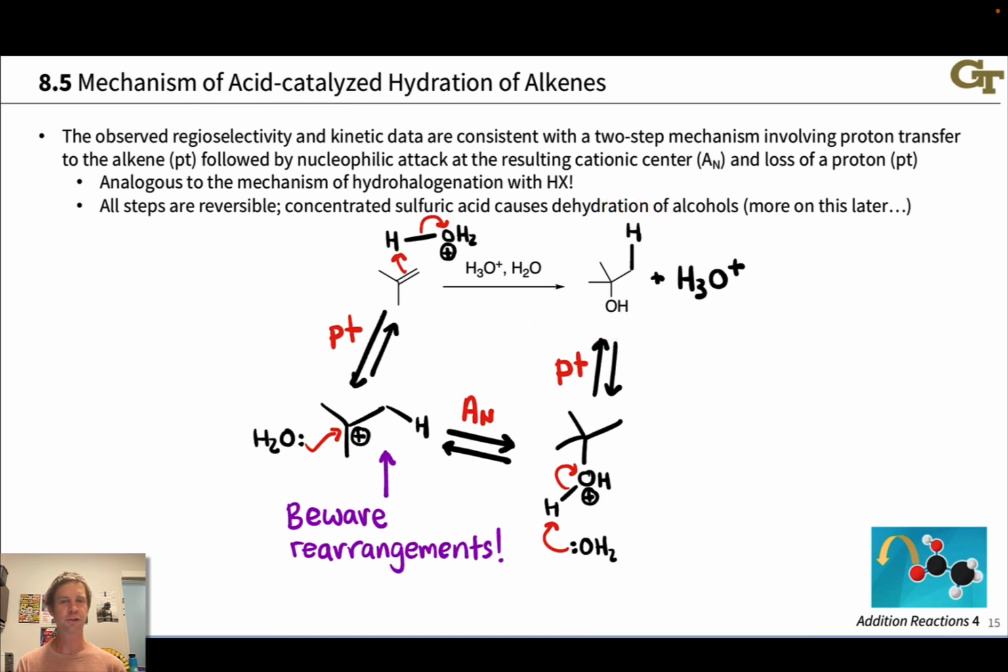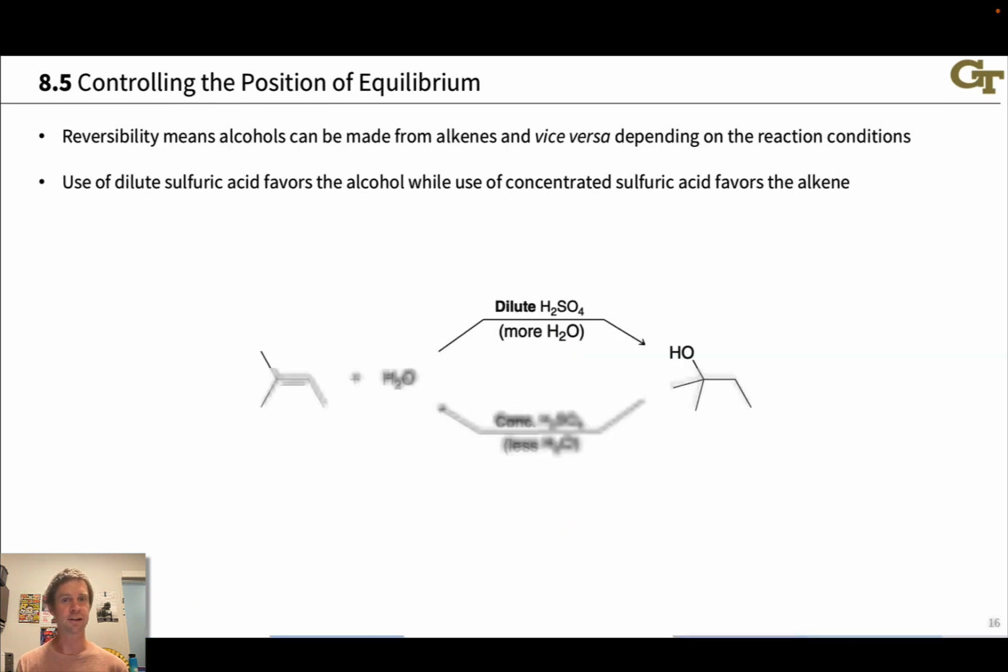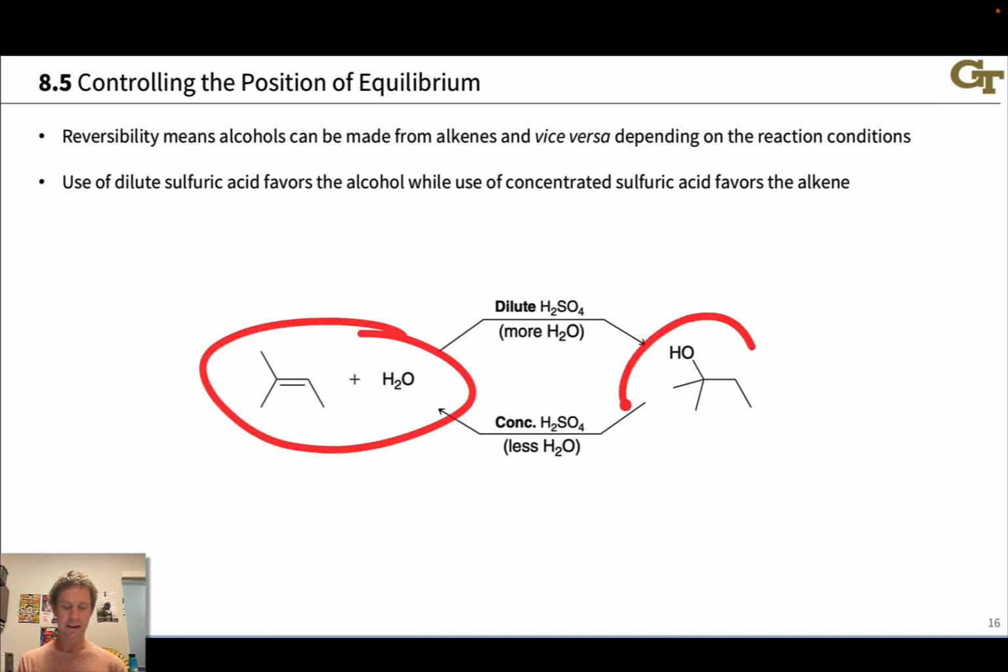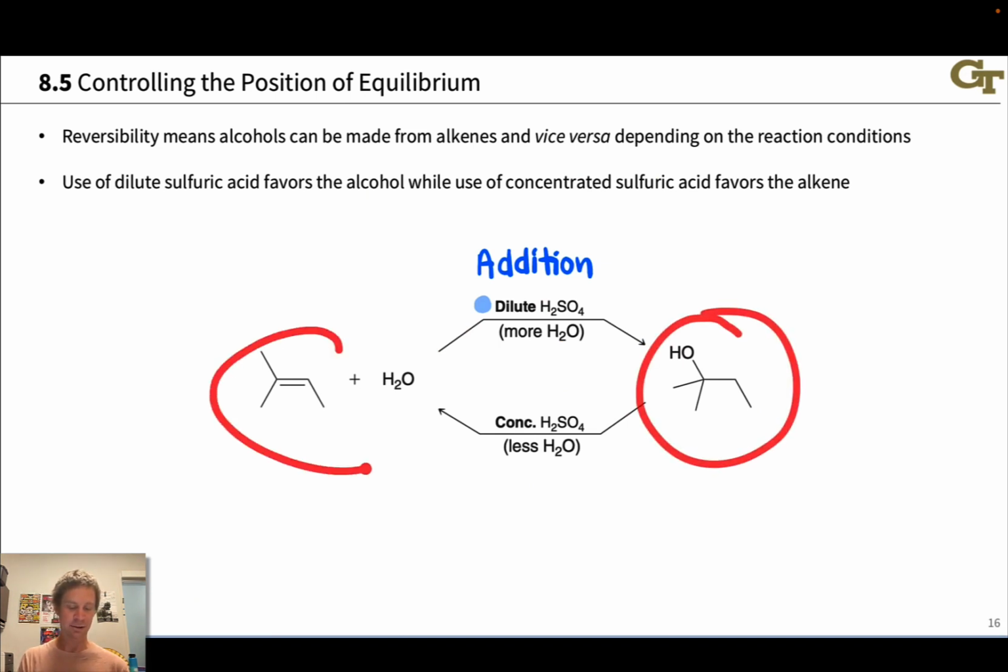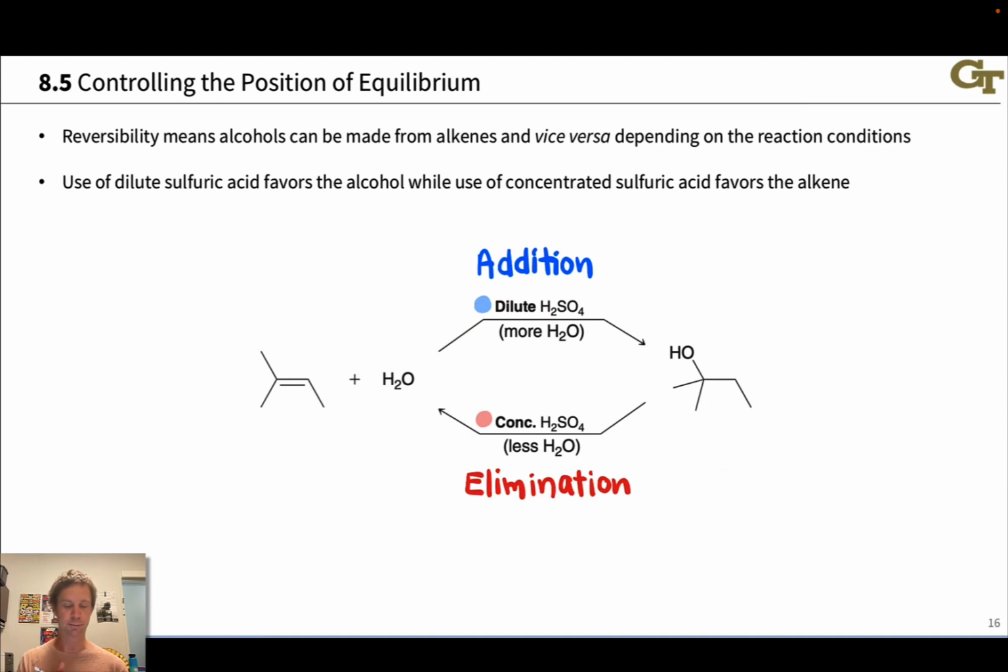So we have this question now of the position of equilibrium. What's favored, the alkene or the alcohol? I actually deliberately drew all three steps with reversible arrows because all three steps can be reversed depending on the reaction conditions. And the next slide makes this point. In going from the alkene and water to the alcohol, well, that's an addition process, right? And in going from the alcohol back to the alkene and water, that's an elimination process.